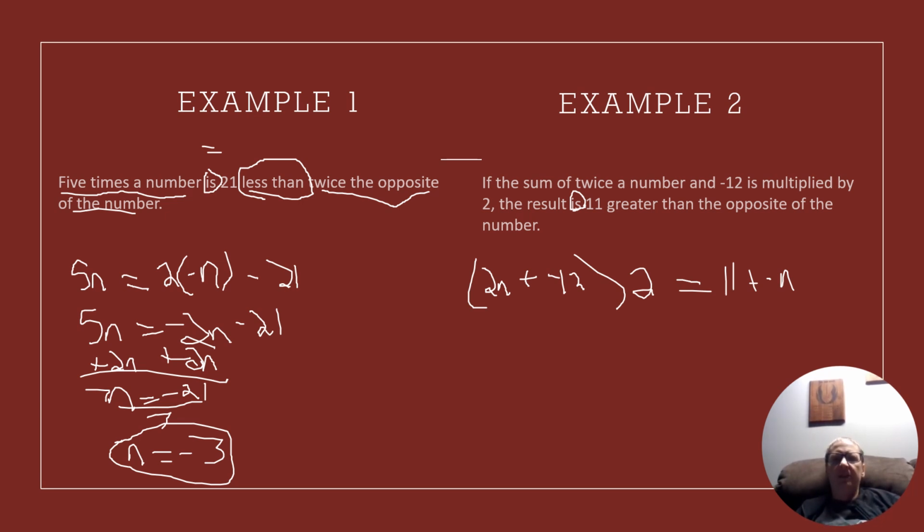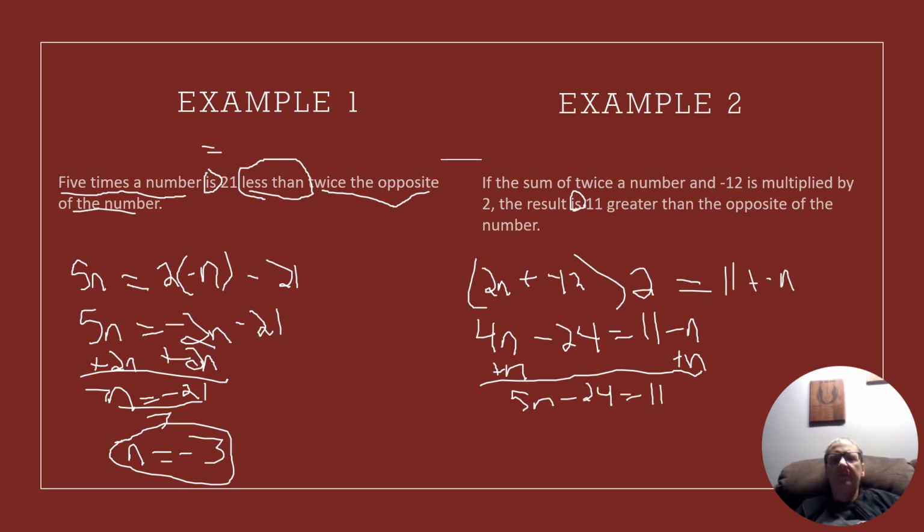So let's go ahead and distribute it. So 2 times 2n is 4n. Negative 12 times 2 is negative 24. And I'll just copy this as 11 minus n instead of 11 plus negative n. So I'm going to move my n's to the other side. And I get 5n minus 24 equals 11. Add 24 to both sides.